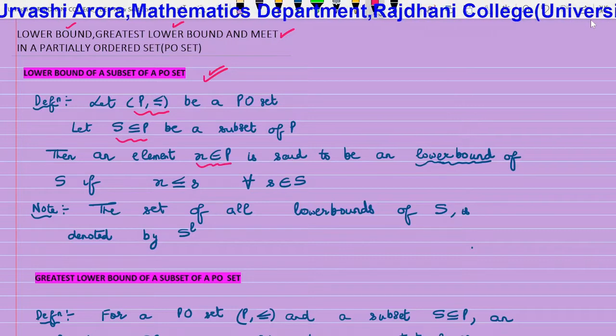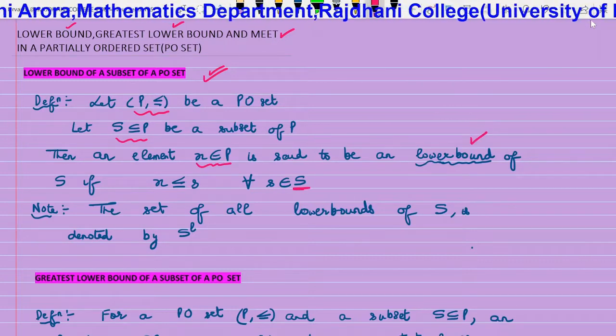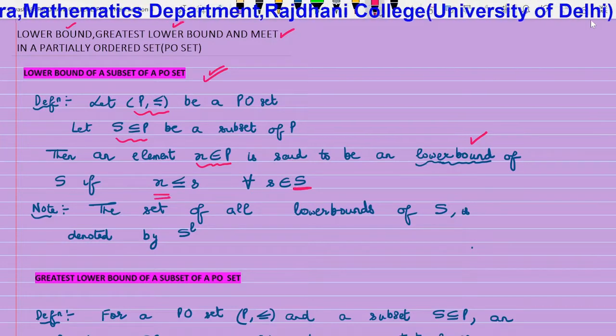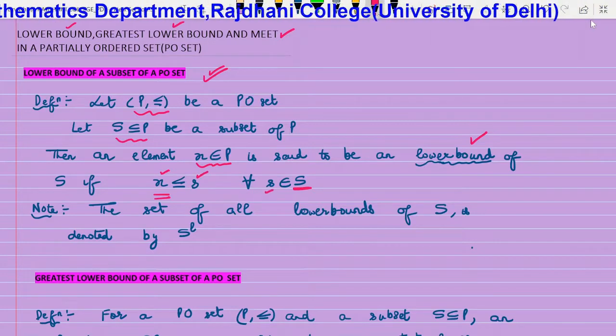Then an element X belonging to P is said to be a lower bound of the set S if every element of the set S is greater than X. Or in other words, X is less than equal to s for all s belonging to S.